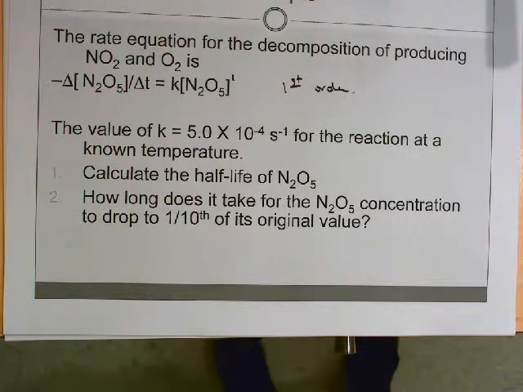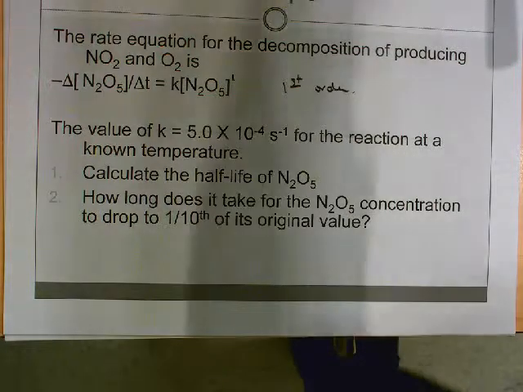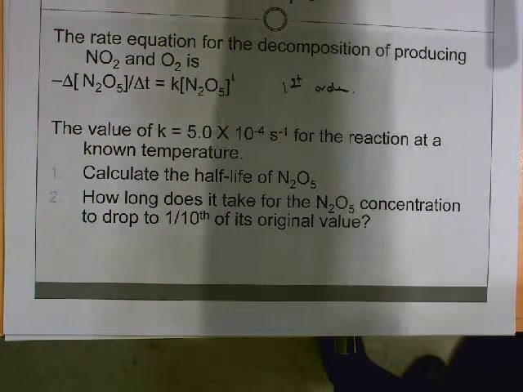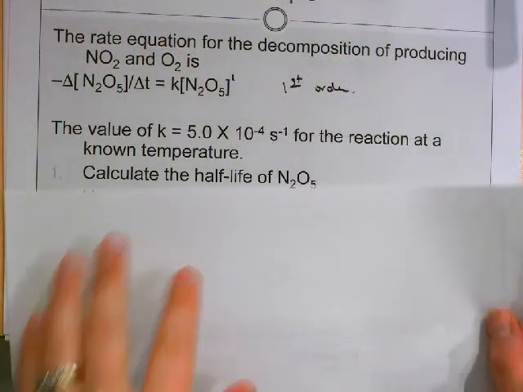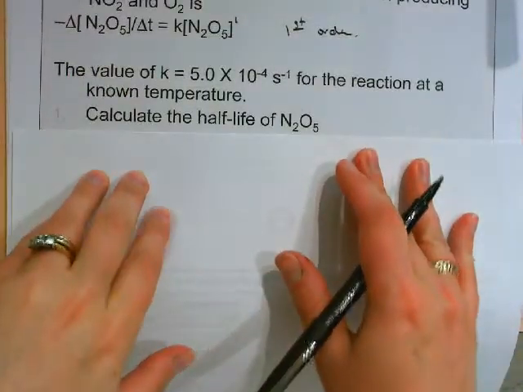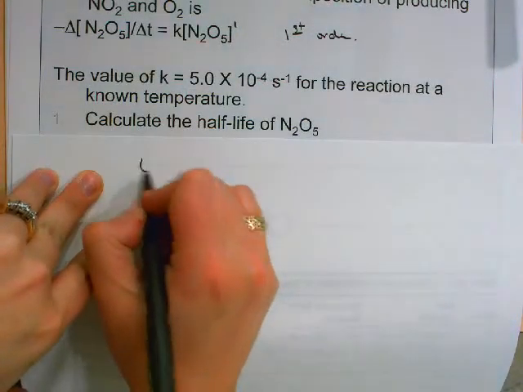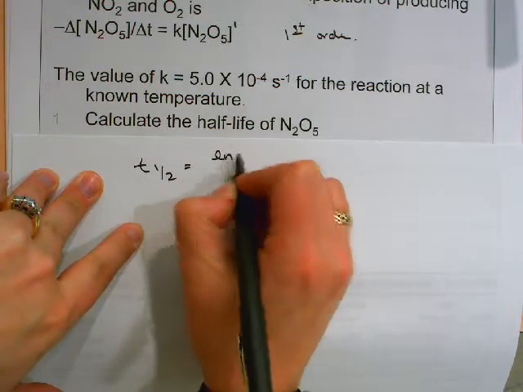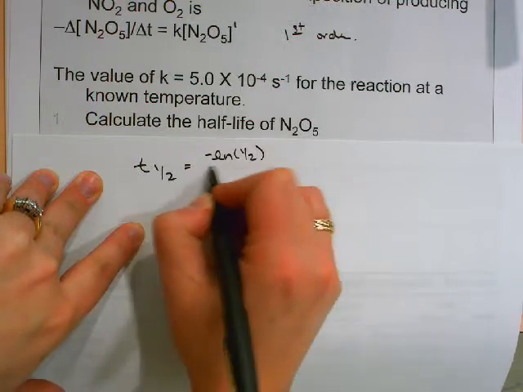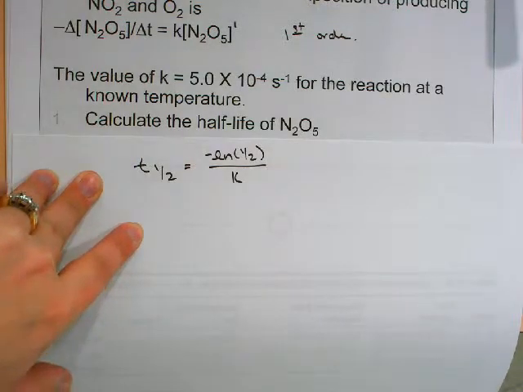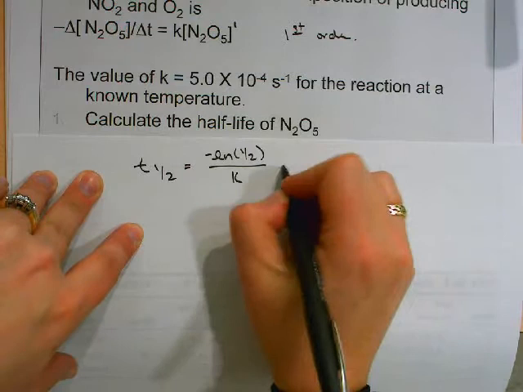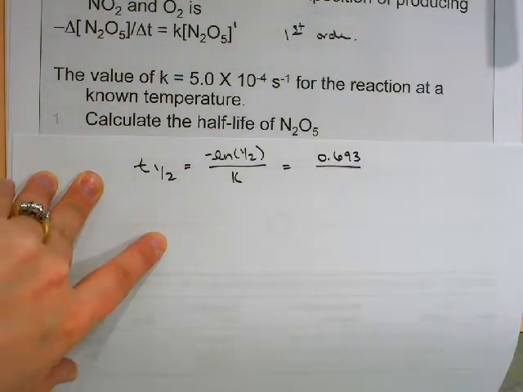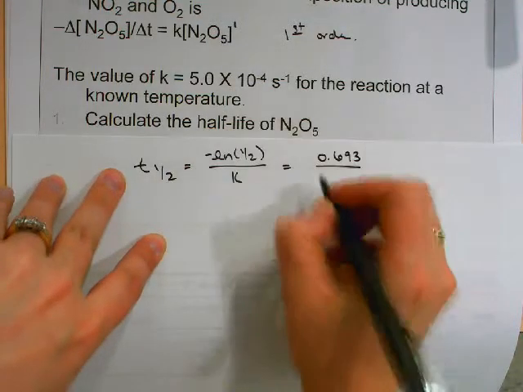So if I give you K, first thing is I want to figure out what is the half-life. How long does it take for half of my reactants to disappear? So we're going to use the equation we just discovered. And K is given.